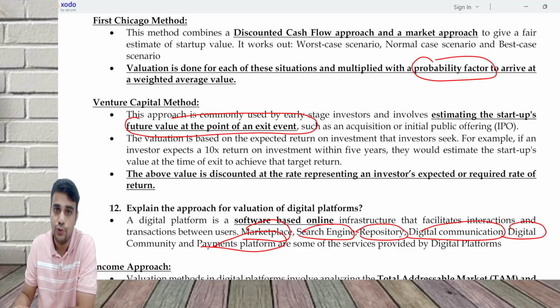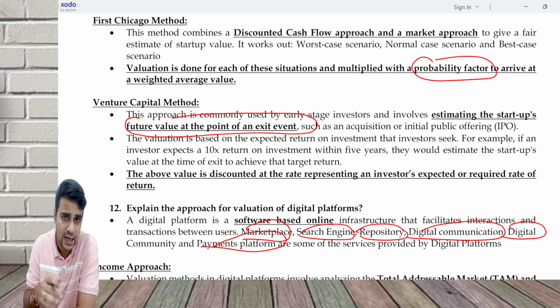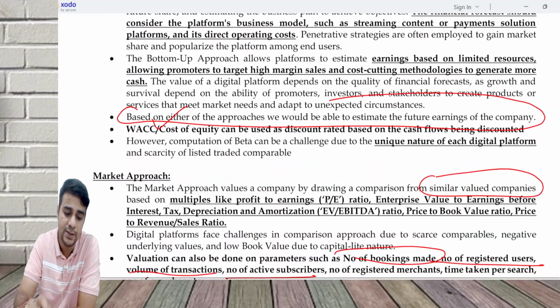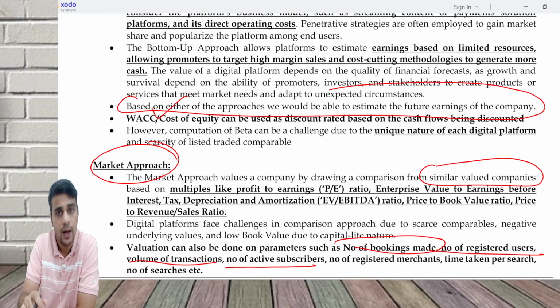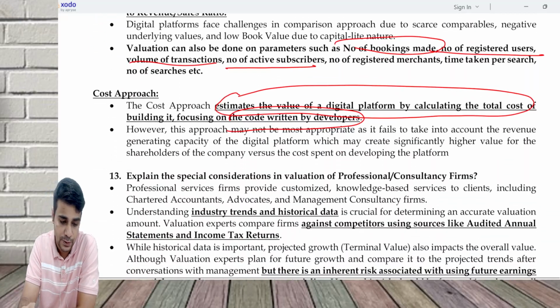The income approach or cash flow based approach can be used, where you will have to arrive at the income through either a top down approach or a bottom up approach. Then, based on income, get the cash flow, FCFF or FCFE, and do discounting. Other approaches are the market based approach or relative company valuation, or you can use a cost to duplicate approach.